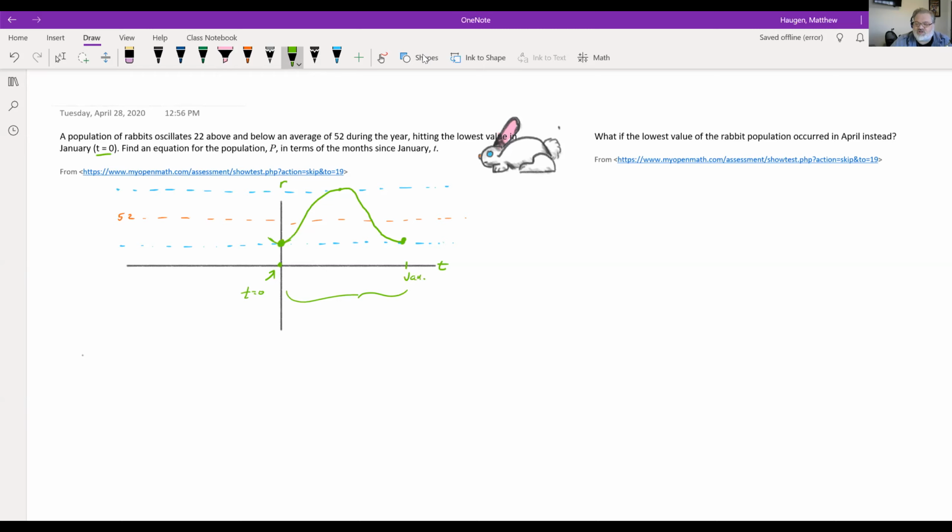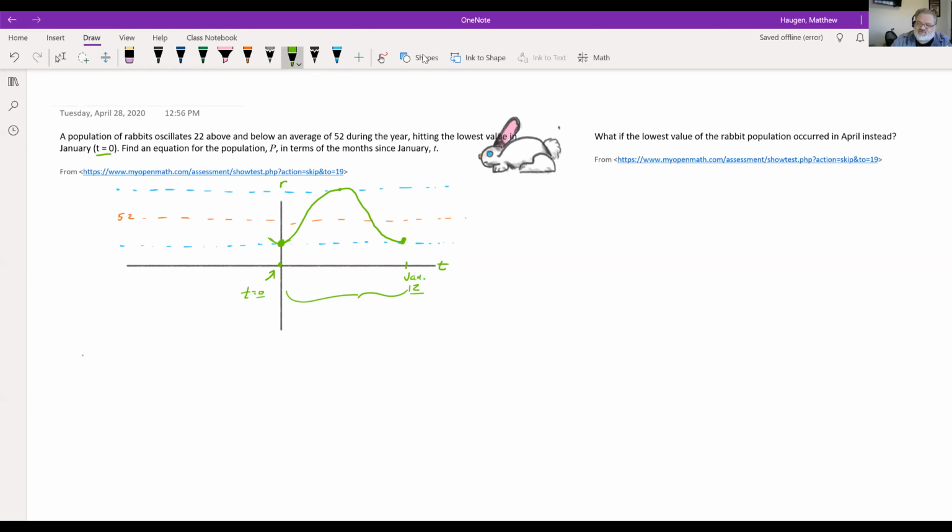So that's January. And what value is that going to be in terms of months? Yeah, that's going to be 12 months because this is oscillating throughout the year. We're told it oscillates from 22 above to below during a year with its low in January. So every January you have your low amount of rabbits.